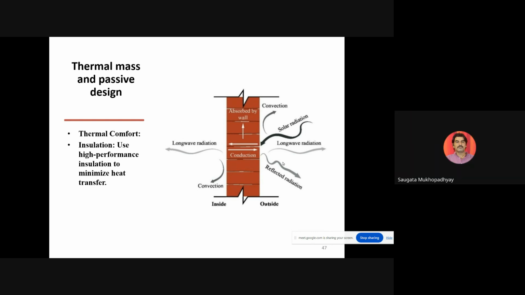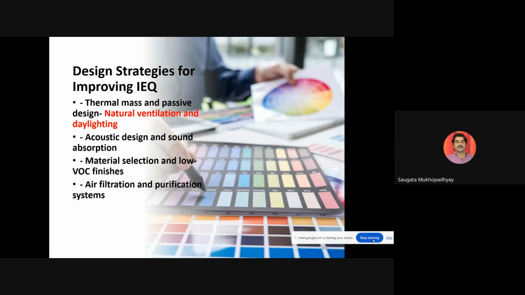Somebody asked why. Sir, I have a question, sir. Okay. Yeah, sir, please. I have a question. Yes, please. I am Mukhopadhyay. Stop sharing this. Narangarh Government College.